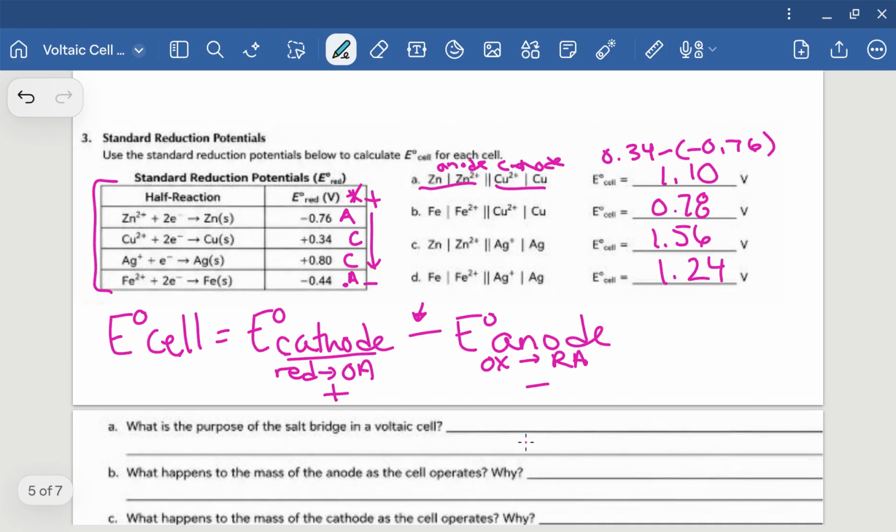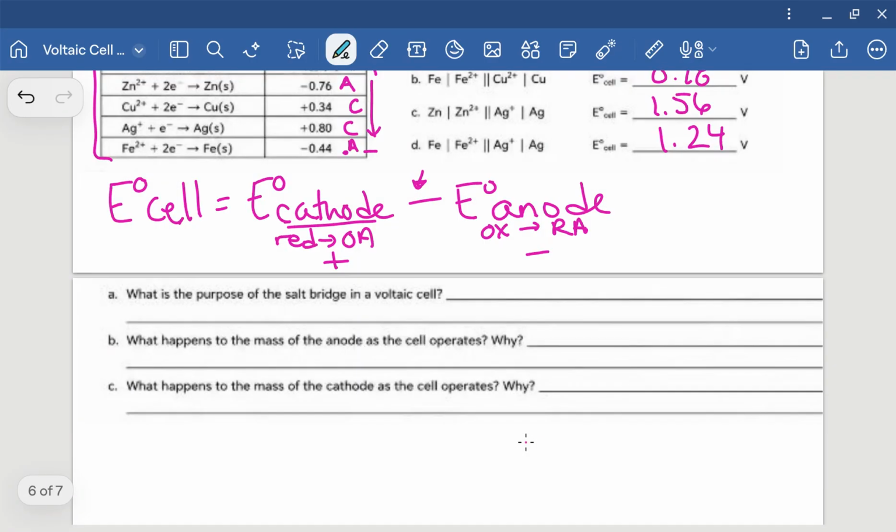So I like cell potential questions because I find them easy as long as you can identify your anode and cathode and you know your formula. Now the last few questions we have here are just going through some theory. So what is the purpose of the salt bridge? If you don't have the salt bridge, you would have no voltage. So the salt bridge completes the circuit.